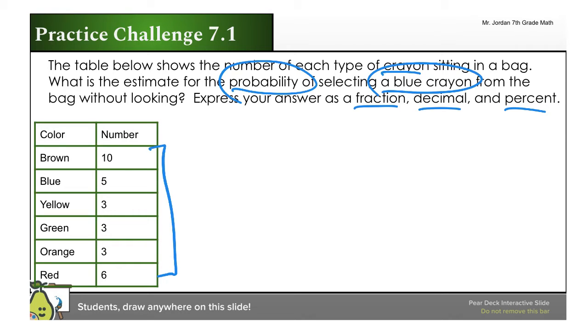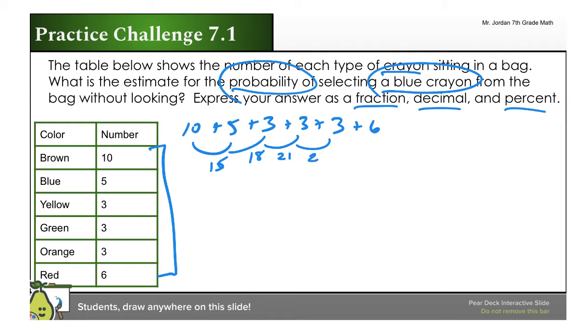So first we're going to add up the numbers. 10 plus 5 plus 3 plus 3 plus 3 plus 6. 10 plus 5 is 15, plus 3 is 18, plus 3 is 21, plus 3 is 24, plus 6 is 30. So instead of equaling 50, we have a total of 30 crayons total.